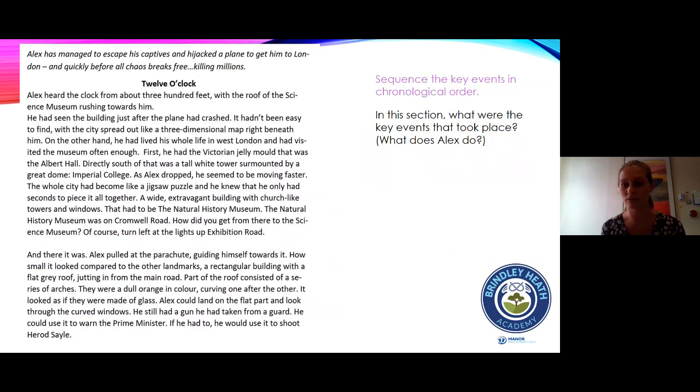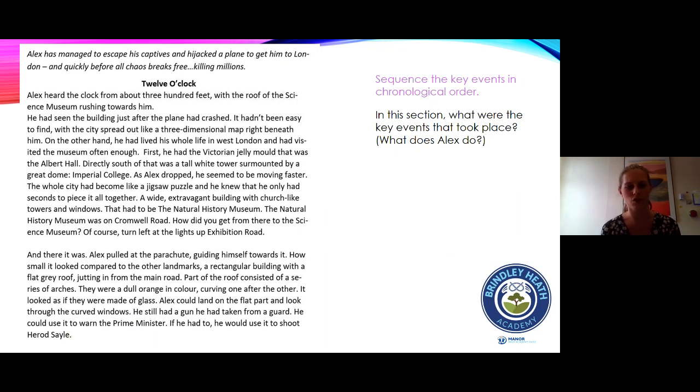OK, so getting ready to read along with me then. Alex has managed to escape his captives and hijacked a plane to get him to London, and quickly before all chaos breaks free, killing millions. 12 o'clock. Alex heard the clock from about 300 feet, with the roof of the Science Museum rushing towards him. He'd seen the building just after the plane had crashed. It hadn't been easy to find, with the city spread out like a 3-dimensional map right beneath him. On the other hand, he had lived his whole life in West London and had visited the museum often enough.